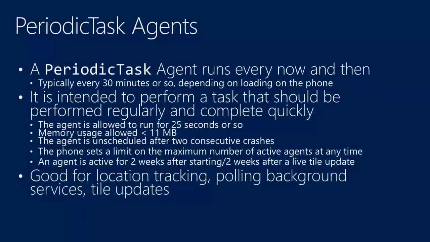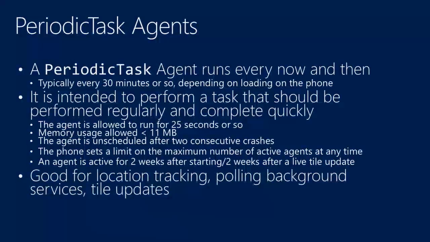Here we go. This is how a periodic task works. Every 30 minutes or so, depending on loading, your task gets to run. It gets about 25 seconds or so of CPU time, and it can use around 11 megabytes of memory. If it does something stupid and blows up two times in a row, the system will automatically kick it out of memory and not run it again. So if your program follows a null reference and blows away, or if it doesn't handle a timeout exception for one of your network transactions and what have you, the second time it does that, it'll be unscheduled and it won't get to run again.